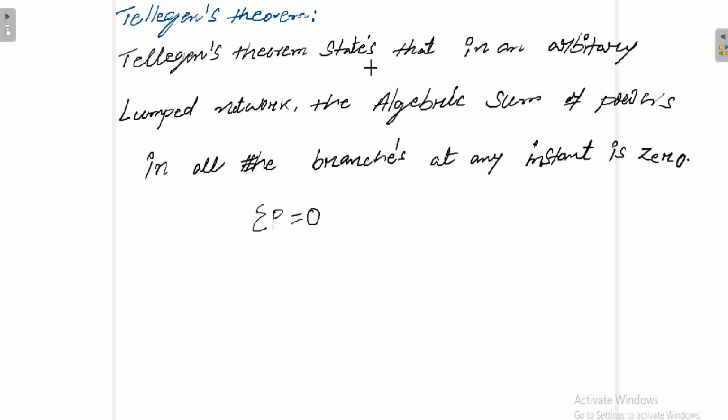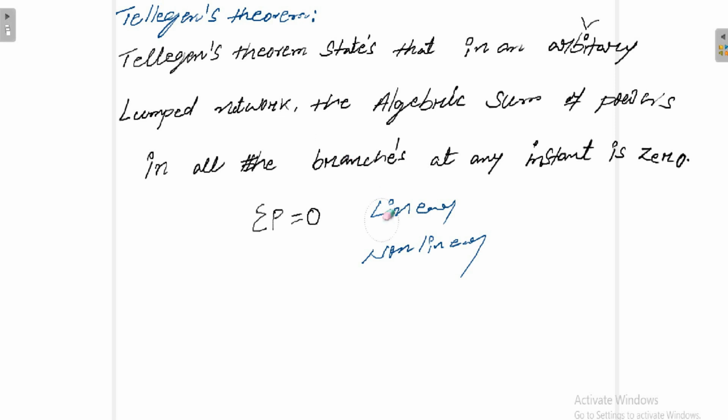Taylor's theorem is applicable for any arbitrary network. Arbitrary means it may contain linear or non-linear elements. So Taylor's theorem is applicable for linear and non-linear elements also. But for the superposition theorem, what is the statement? In any linear bilateral network. But Taylor's theorem is applicable for any arbitrary network. It may contain linear or non-linear elements.